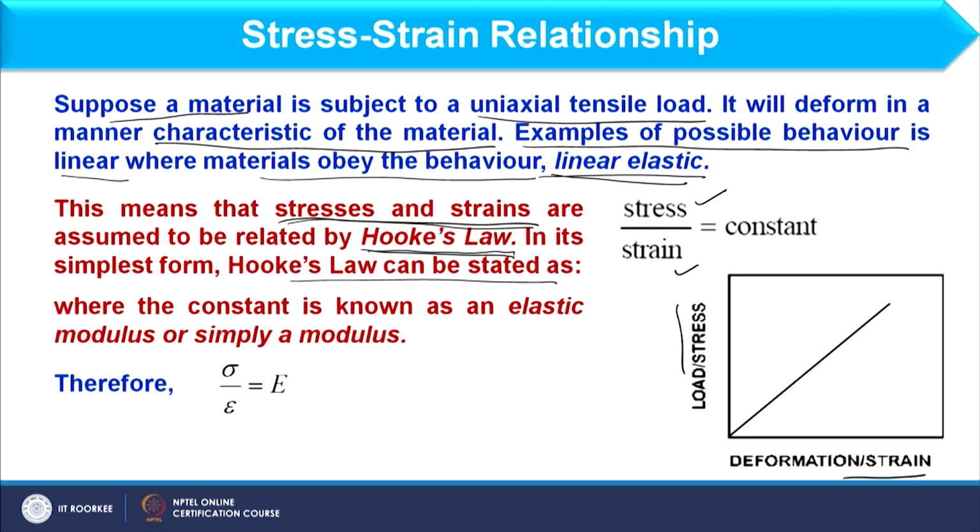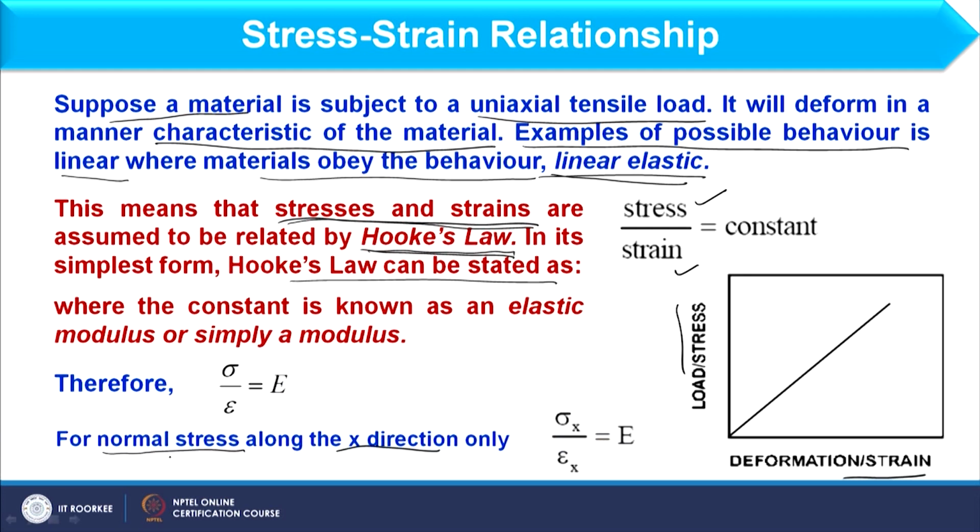In this case, that is sigma by epsilon, where sigma is the notation for stress and epsilon is the notation for strain, and that will be equal to E, where E is the modulus of elasticity. If normal stress is applicable in the x direction, we can have the expression sigma x by epsilon x, and that would be equal to E.